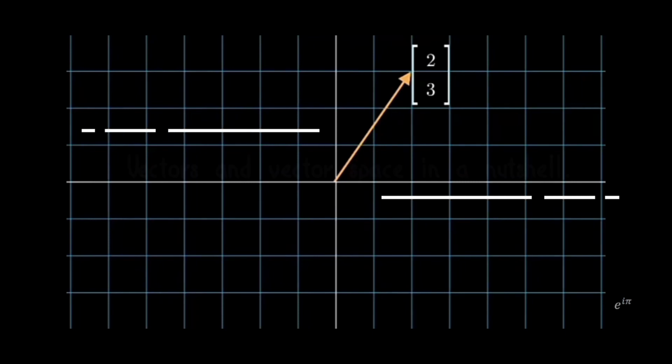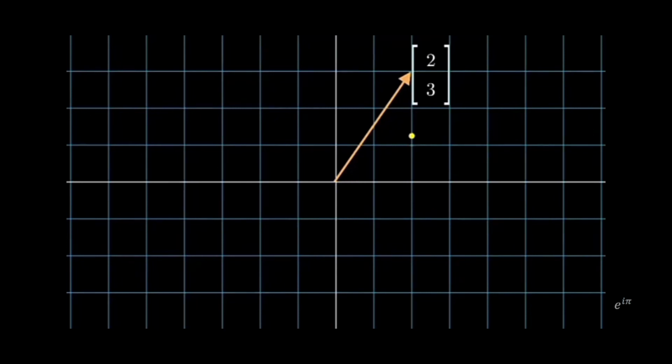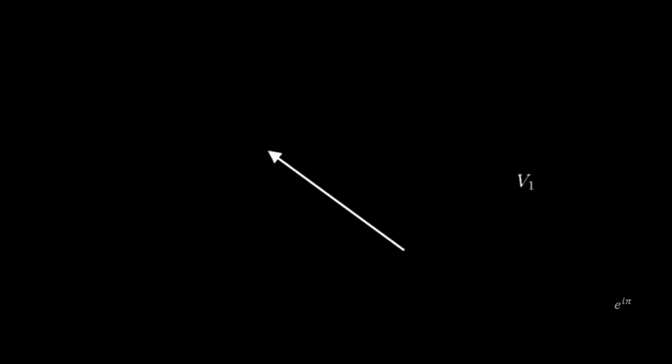In this case, 2 units along the x-axis and 3 units along the y-axis. Now it's interesting to note that the vectors can also be stuff like complex numbers or even sets of polynomials. Now let's recall what we had talked about: the addition of vectors and scalar multiplication.